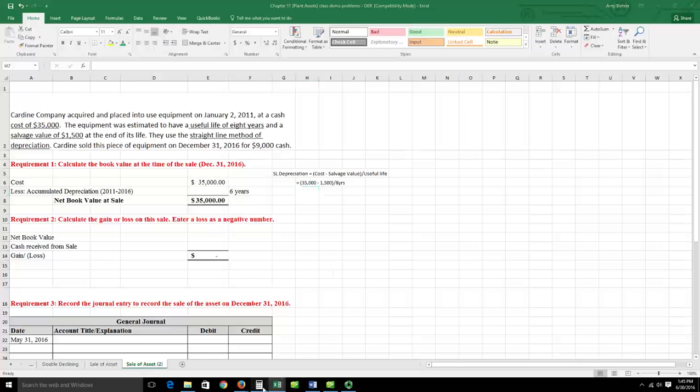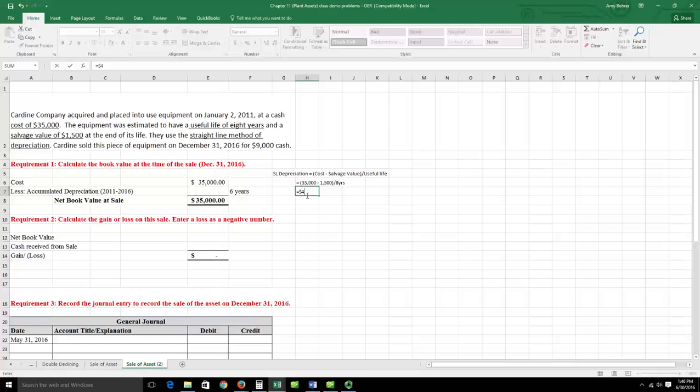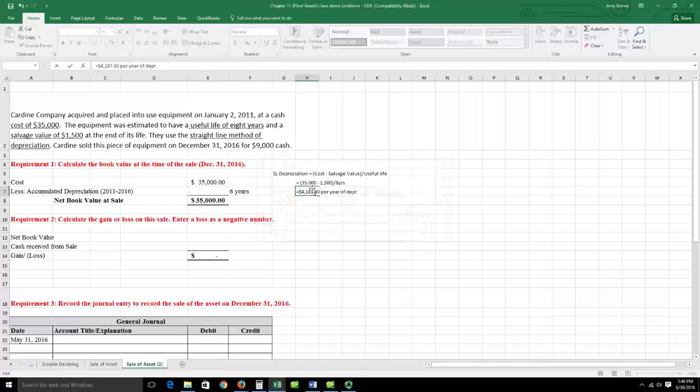And so if we key that into our calculator, $35,000 minus $1,500 gives me my depreciable amount, because it says we should have $1,500 left, divided by 8 years. That gives me $4,187.50 per year of depreciation. And we know that it is that amount each year because it's a straight line method. With the straight line method, once you calculate depreciation once, that's the amount it is every year until the end of the asset.